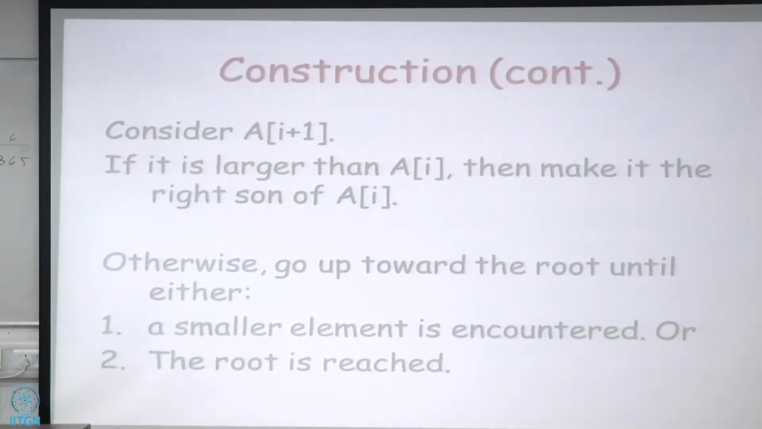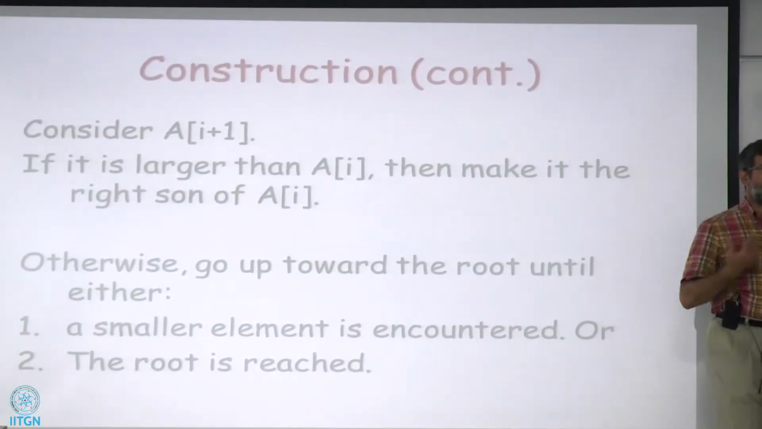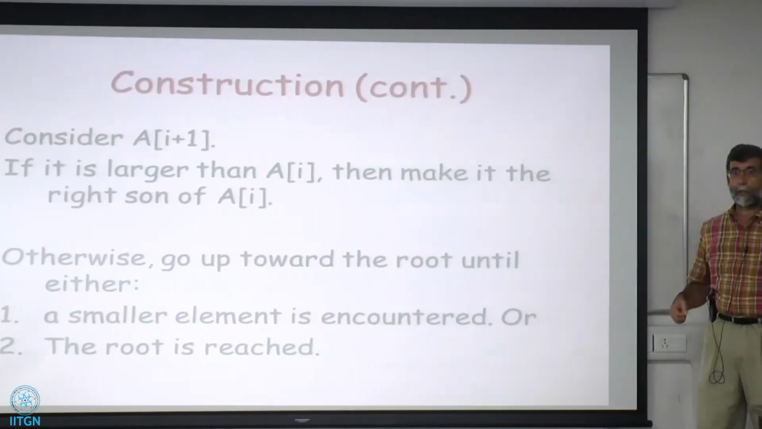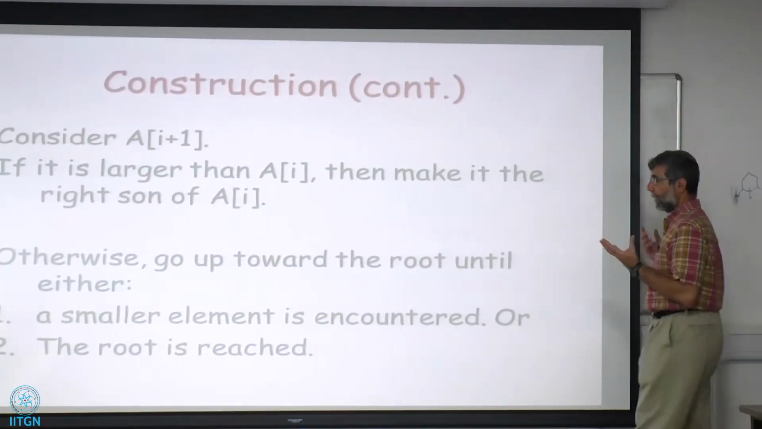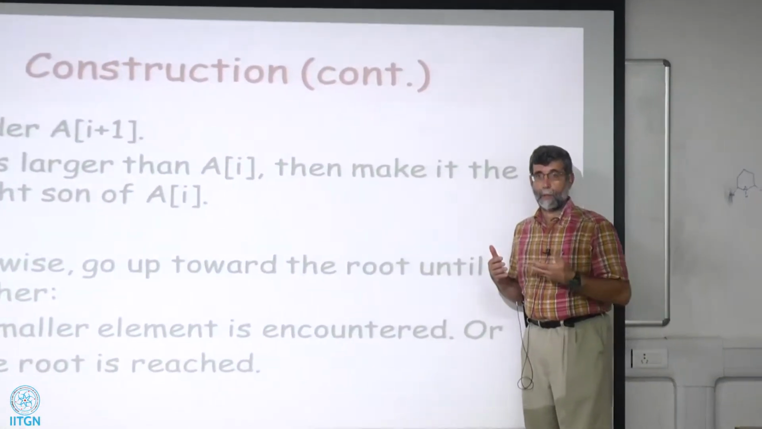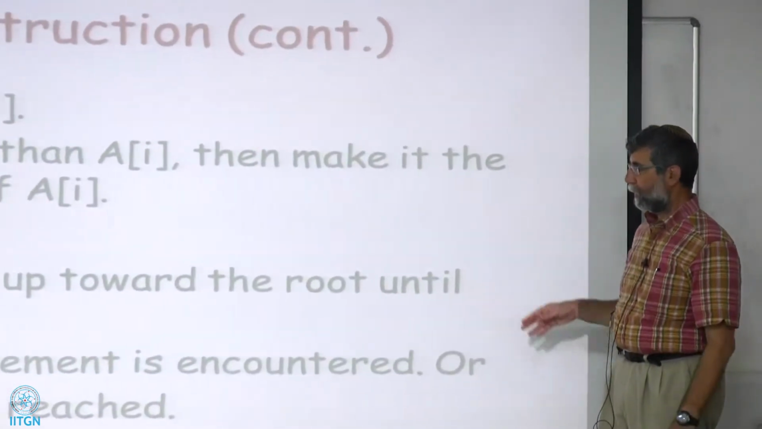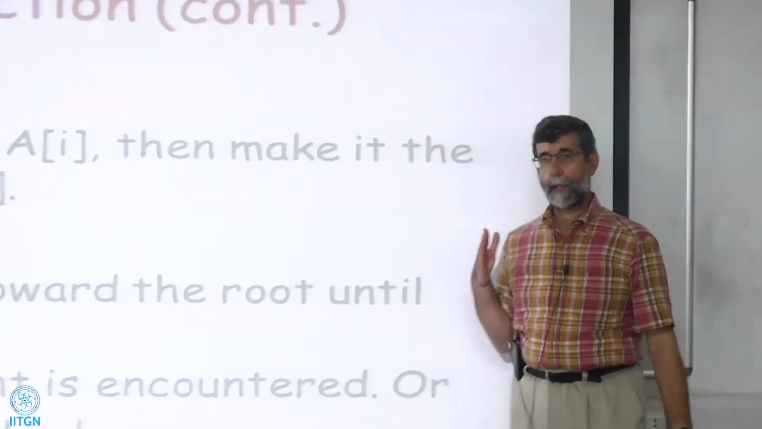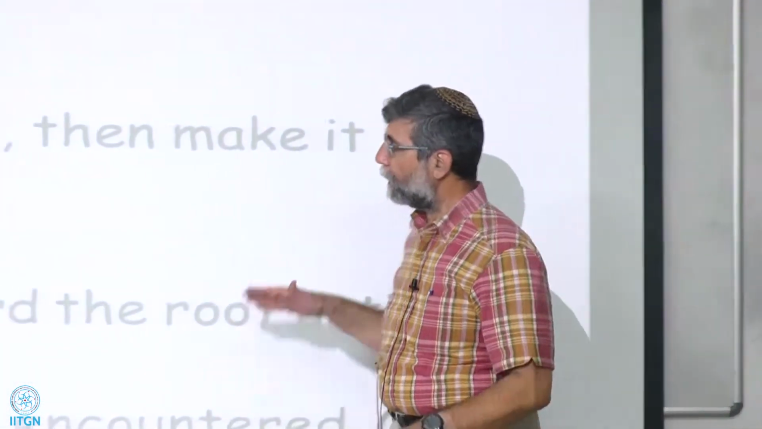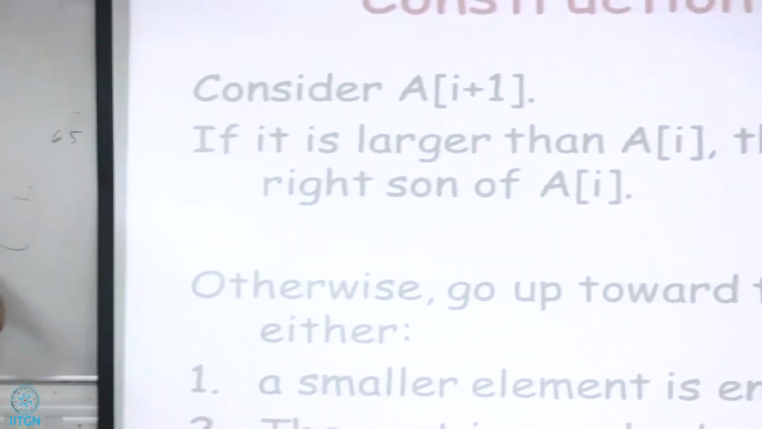Otherwise, and again we're going to have an amortized analysis here, we can't just make it a son of AI, because maybe AI has its own son or something. So we have to go up towards the root. And here is the nice thing, the way we go up is only on the edge. We don't need to actually go in. We go up on the edge of the Cartesian tree that already exists.